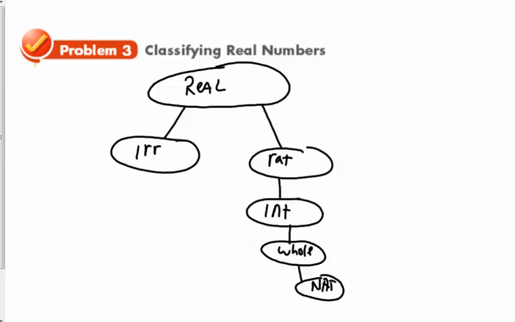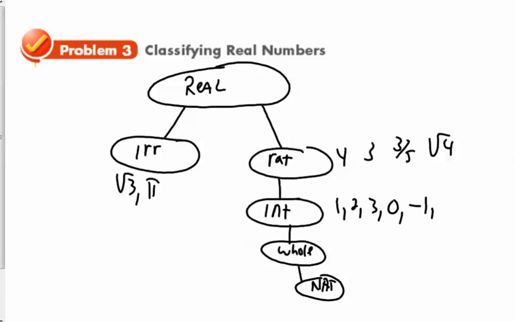So a real number is any number that you can think of, no matter what. Every number imaginable is there. Irrational is a number like the square root of 3, pi. Those are irrational. Rational numbers are 4, 3, 3/5, square root of 4. Numbers that you can write as a fraction. Integers are 1, 2, 3, 0, -1, -2, right? Whole numbers are like 0, 1, 2, 3, and natural numbers are just 1, 2, 3, etc. So hopefully that makes sense.